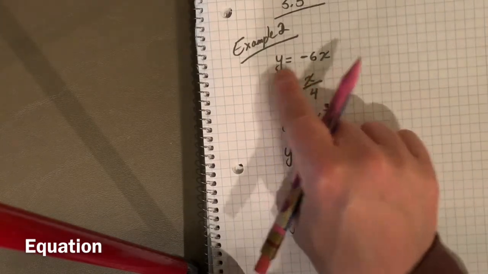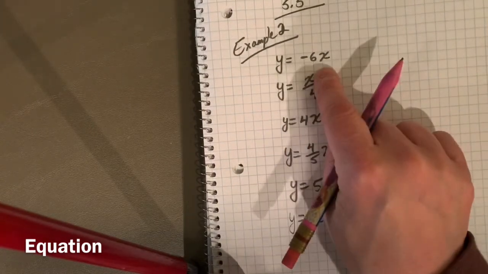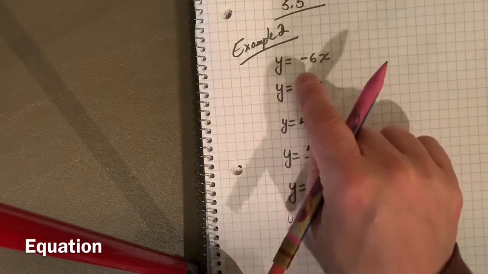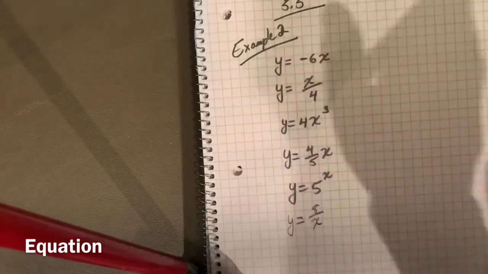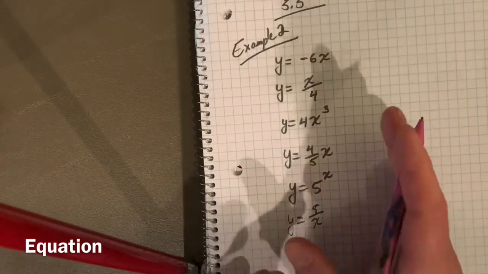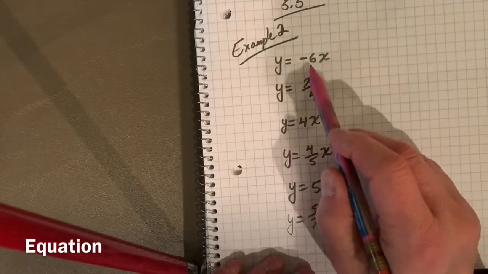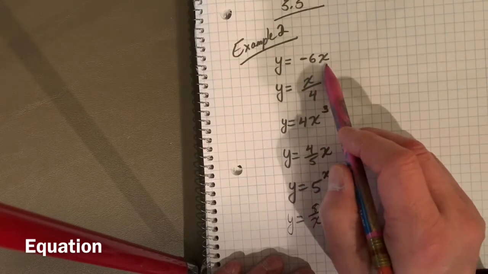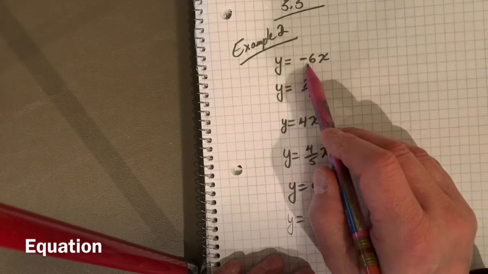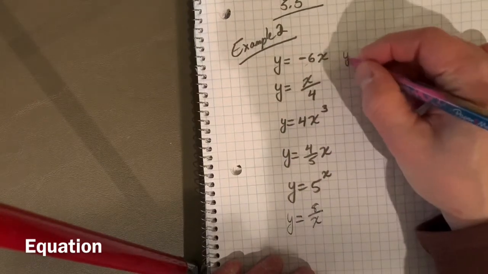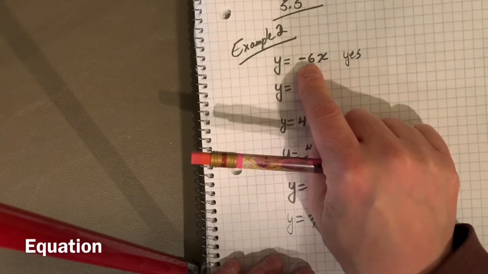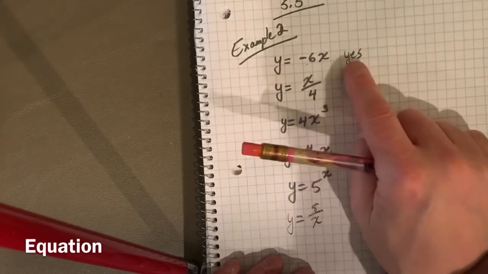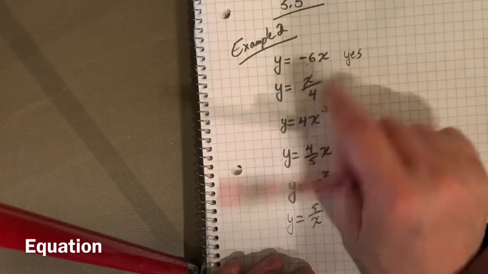So in this first example, if you remember from our last video, a direct variation in an equation has to just be a value, some number, multiplied by x or divided. It's okay if you divide. So here we have a number multiplied by x. And even though it's a negative number, it's still okay. This is a direct variation because we have some value. Doesn't matter if it's positive, negative. It just matters that it's some sort of value multiplied by x. So yes, this is a direct variation.